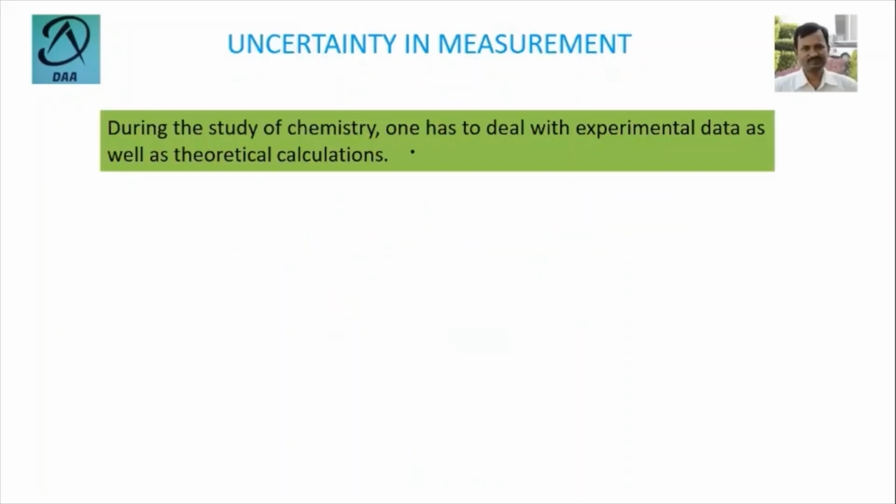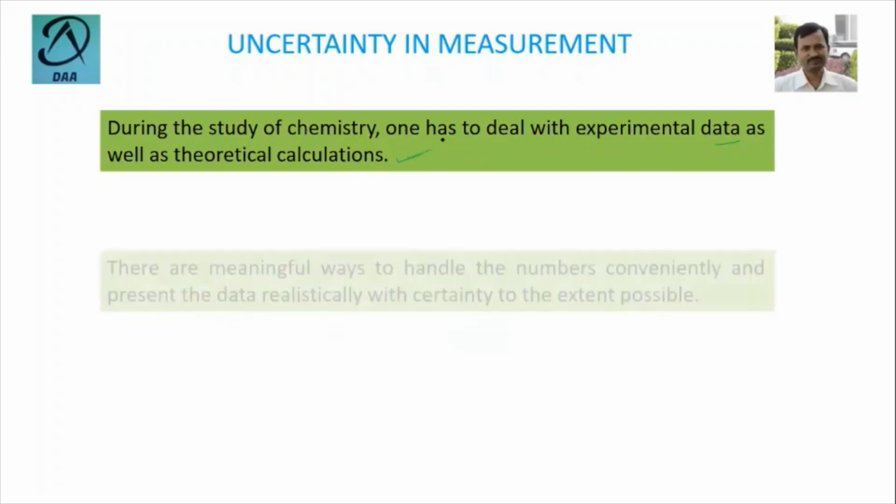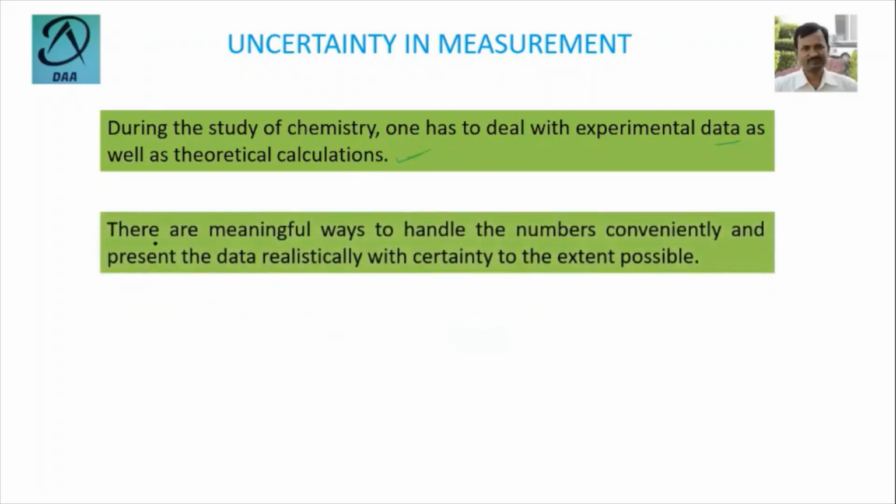During the study of chemistry, one has to deal with experimental data as well as theoretical calculation. We know that during the quantitative understanding in chemistry, we get the experimental data and out of that we have to do theoretical calculation. There are meaningful ways to handle the numbers conveniently and present the data realistically with certainty to the extent possible.